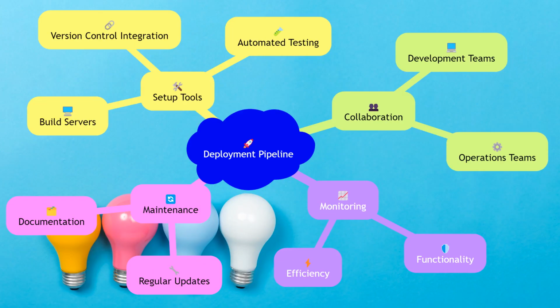Implementing a deployment pipeline involves setting up the necessary tools and infrastructure to automate the deployment process. This includes configuring build servers, setting up automated testing frameworks, and integrating with version control systems. The pipeline should be monitored and maintained to ensure that it continues to function correctly and efficiently. Implementing a deployment pipeline requires collaboration between development and operations teams to ensure that all aspects of the deployment process are covered.